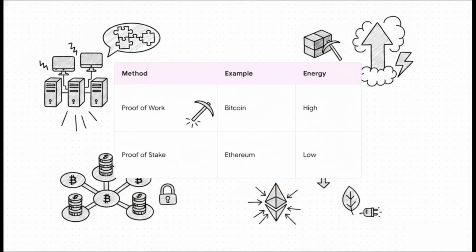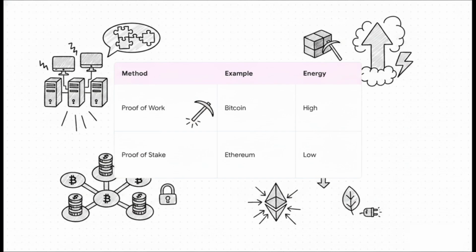First, you have proof of work. This forces computers to compete against each other to solve incredibly complex math puzzles just to add the next block. It's exactly how Bitcoin runs. But the catch? It consumes massive, massive amounts of computational power. We're talking enough energy to power entire countries sometimes.